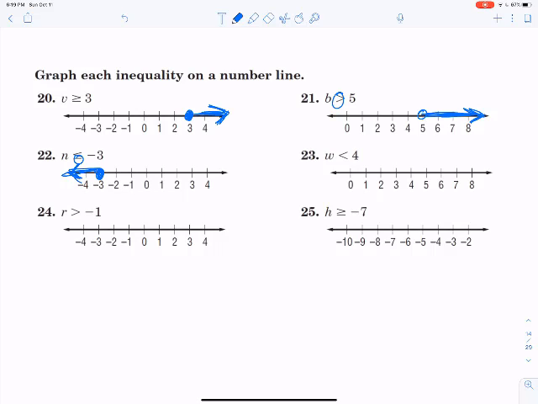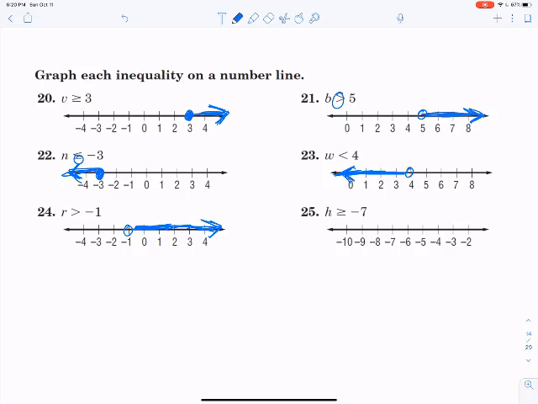Number 23 says w is less than 4. So I put an open circle on 4 because it doesn't have the bar, and I want to go less than, which is left of 4. Now r is greater than negative 1. So this time I'm going to put an open circle on negative 1, and I'm going to shade to the right.